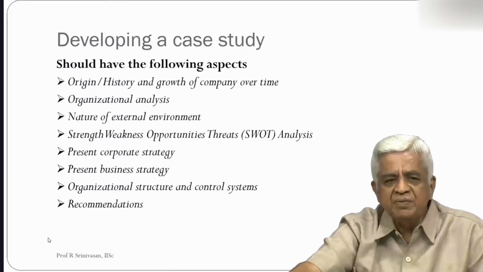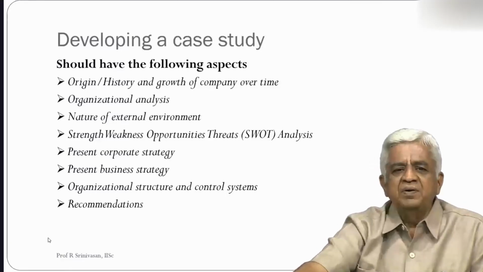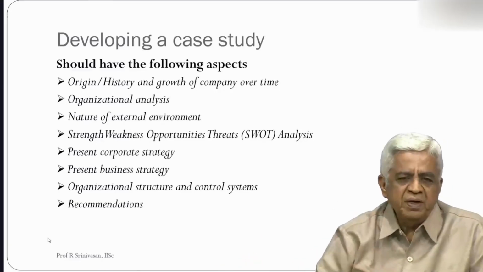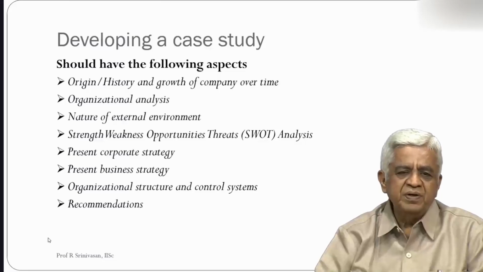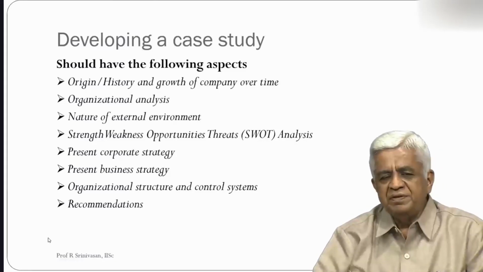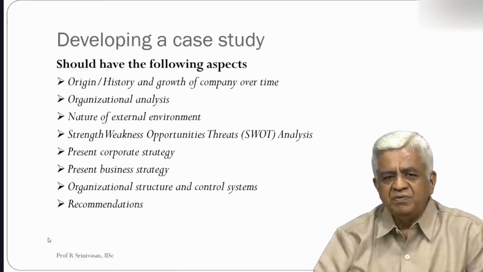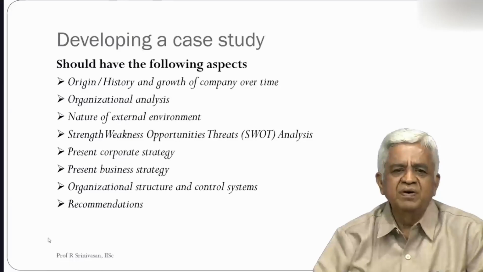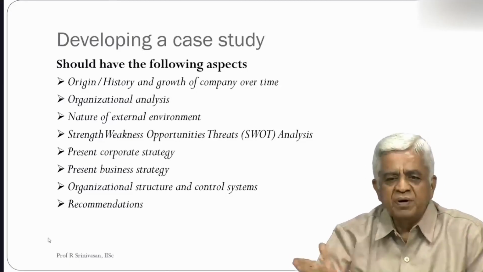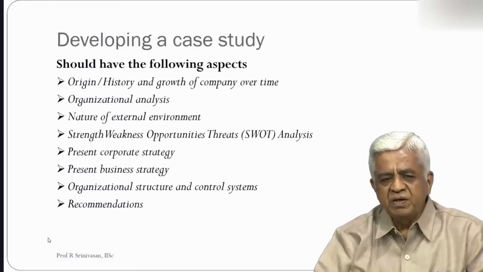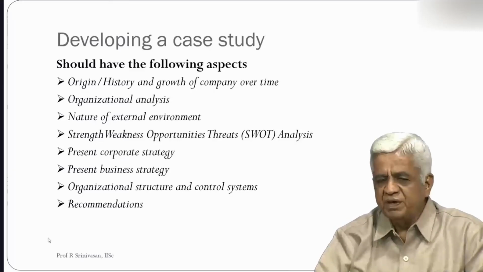One is to give the origin, history and growth of the company over time. So it might be a 50-year-old company. When it is a 50-year-old company, you give a small history of the organization. Then at least for the last 5 years, you trace how this company has grown. What is the type of product or product lines, and how they have performed in the market. This is one of the essential aspects that you have to dwell on.